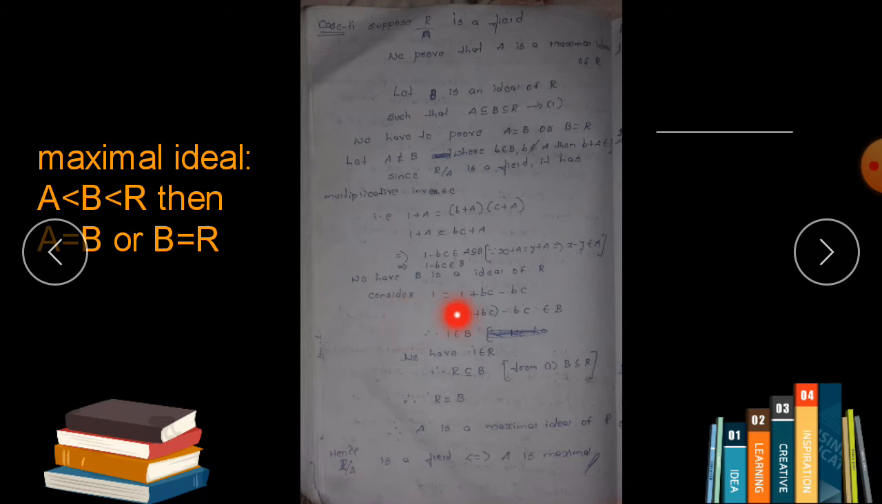Consider 1, and add and subtract bc. So 1 = (1 - bc) + bc, and comparing with 1 - bc belongs to B, it is in this form, so 1 belongs to B. Since 1 belongs to R and 1 belongs to B, we can say R ⊆ B. Here B ⊆ R, and you got R ⊆ B, so R = B, which means A is a maximal ideal of R. Hence R/A is a field if and only if A is maximal.